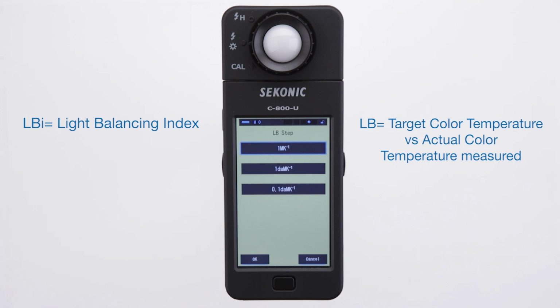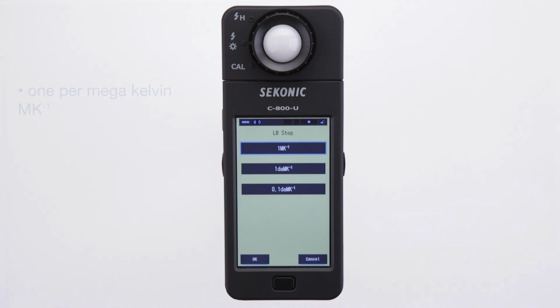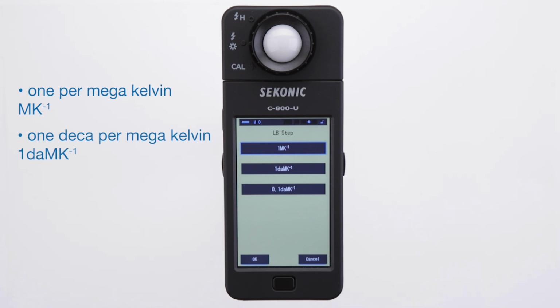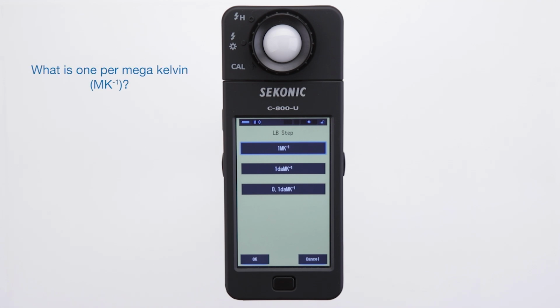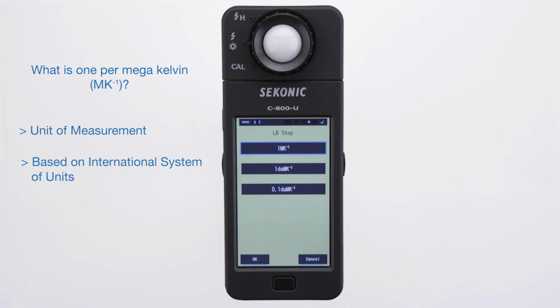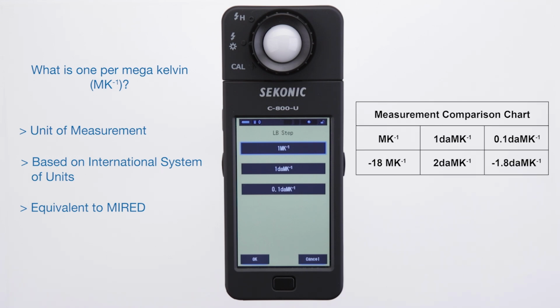LBI is the correction value between the target color temperature and the actual measured color temperature, expressed in one of 3 ways: 1 per megakelvin, 1 deca per megakelvin, 0.1 deca per megakelvin. So what is 1 per megakelvin? This is the unit of measurement based on the International System of Units and is equivalent to the traditional unit of mired. Regardless of which measurement increment you select, the measured value is always displayed in its equivalent value.